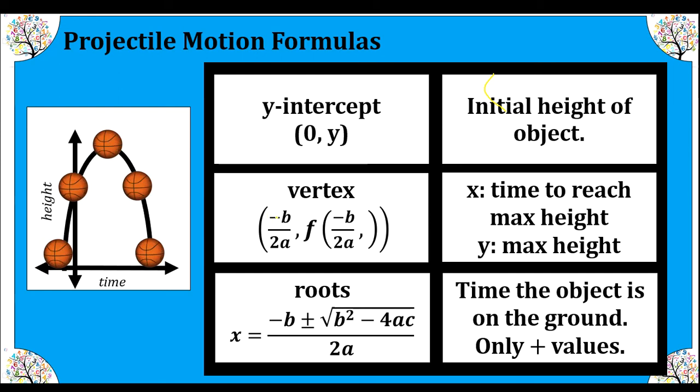So remember, negative b over 2a gives you your x, also your axis of symmetry. Then you plug that value into the function, and it will give you your y part.